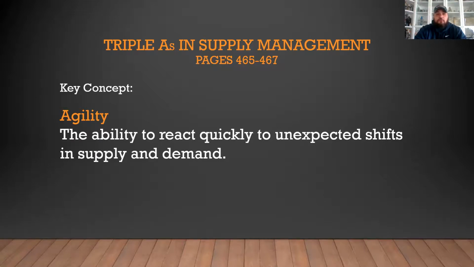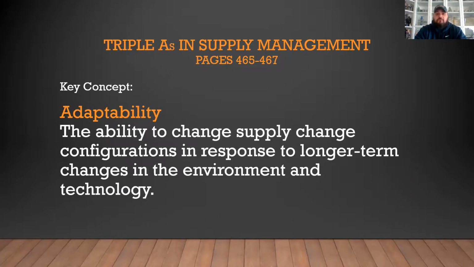Contrary to the short term would be the long term, and the long term falls under adaptability. Adaptability is the ability to change supply chain configurations in response to longer-term changes in the environment and technology. For a corporation to enhance their adaptability, they need to constantly be monitoring what's going on in the world.